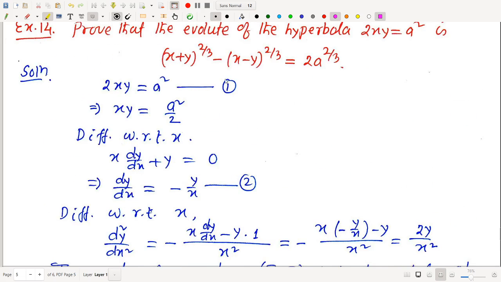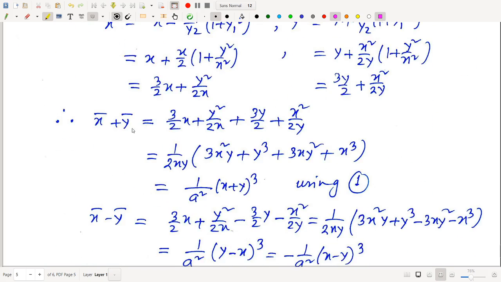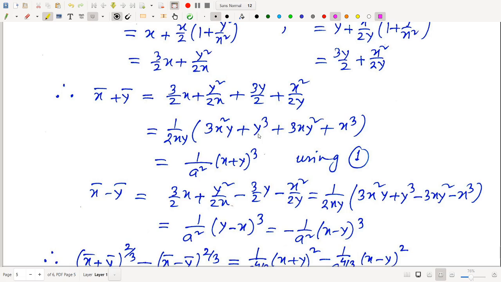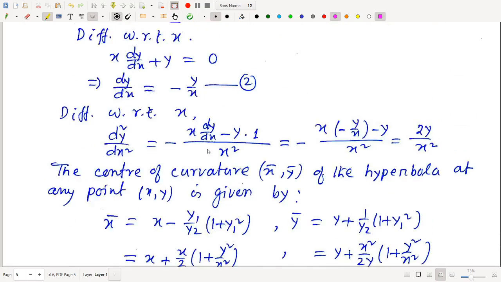The locus is (x plus y) to the power 2 by 3 minus (x minus y) to the power 2 by 3 equal to twice a to the power 2 by 3. So let us calculate x bar plus y bar and x bar minus y bar first. We have calculated x bar plus y bar, values of x bar and y bar added, taken LCM, one by 2xy, got this. This is the (a plus b) whole cube formula, means (x plus y) whole cube, and 2xy is s square because (x, y) is any point on the curve number 1.